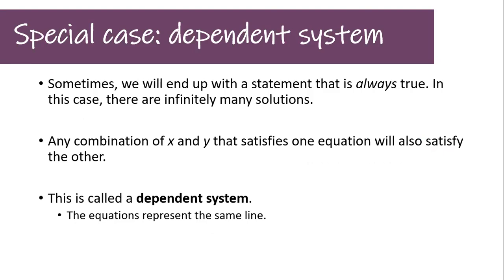So as long as your x and y solve one of them, it will solve both of them. Now be careful here. That doesn't mean that any XY pair that you can possibly dream up is necessarily a solution. It just means that any solution to the first one is also a solution to the second one. Graphically, what we'll see is they're actually representing the same line. This is called a dependent system.